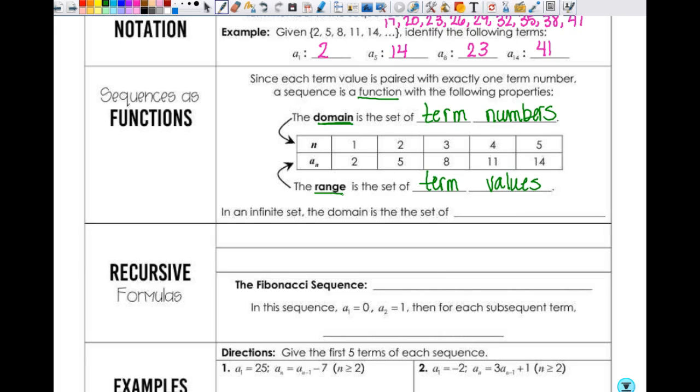So the domain is the term numbers, the range is the term values. Domain will always be 1, 2, 3, 4, 5 to wherever it stops or infinity. The range will be whatever is appropriate for that problem. So in an infinite set, the domain is the set of natural numbers.